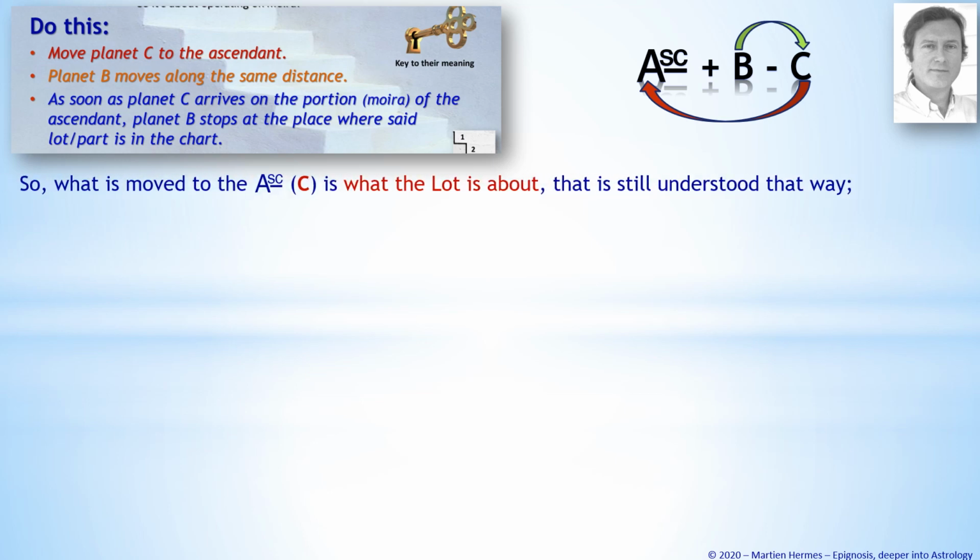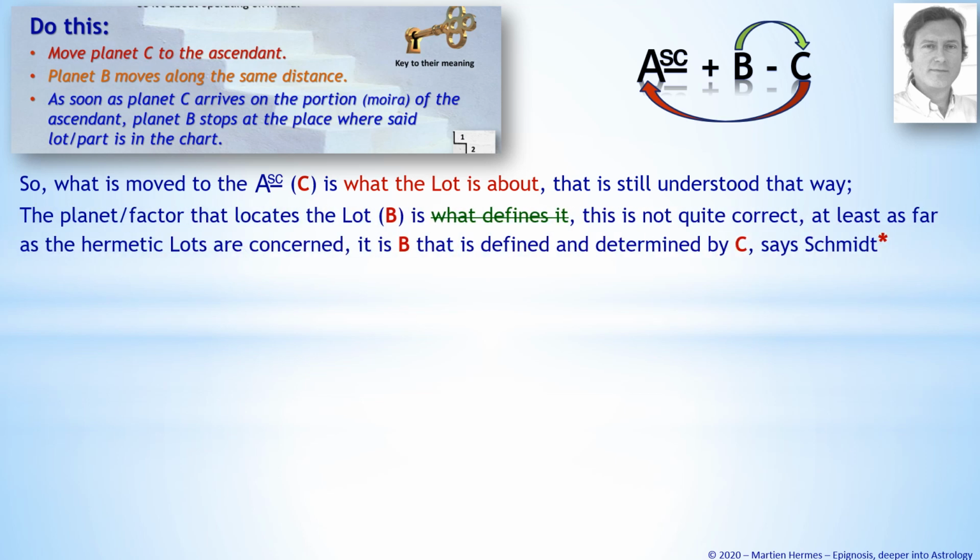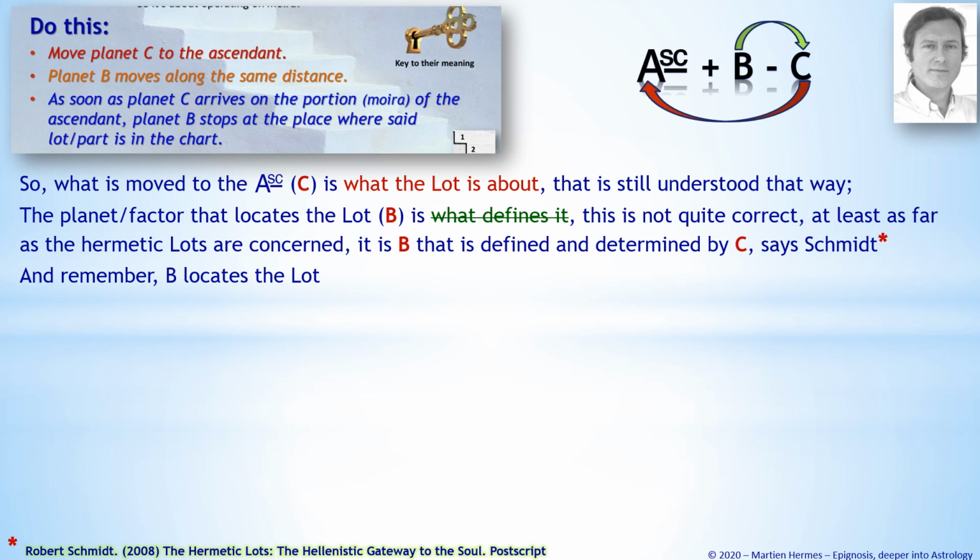So what is moved to the ascendant, planet C? That is what the lot is about, and that is still understood that way, so that doesn't change. But what does change is this: the planet that locates the lot, that's always planet B, which moves in the images. At first I said planet B is what defines planet C, but according to Schmidt this is not quite correct, at least as far as Hermetic Lots are concerned. It is B that is defined and determined by C. So it's the planet that locates the particular lot part that is defined and determined by planet C.